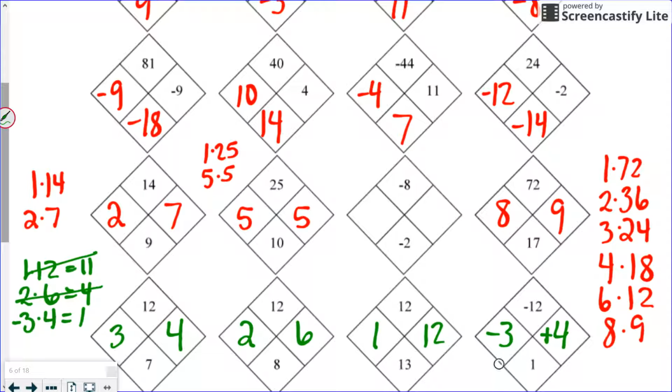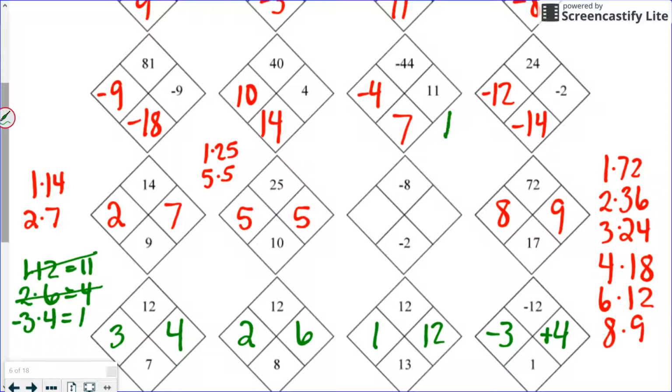So let's check it out. Negative 3 times 4, yep, that's negative 12. 4 minus 3 would be 1. So these negative ones are a little bit more challenging. They're going to make you think a little bit more. All right, let's go back and do this negative 8 one.